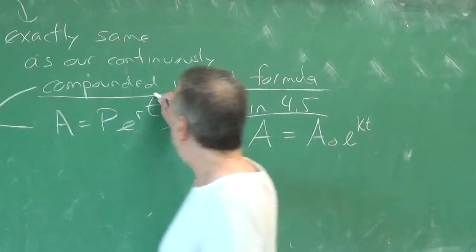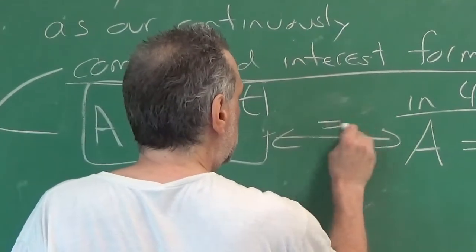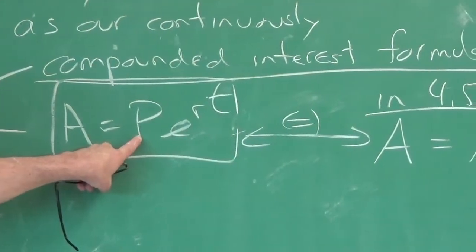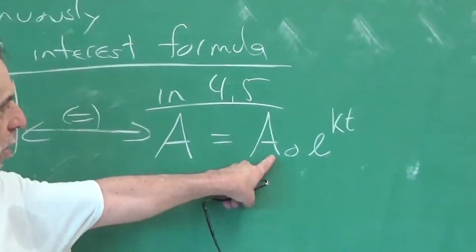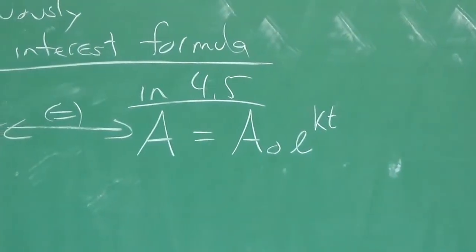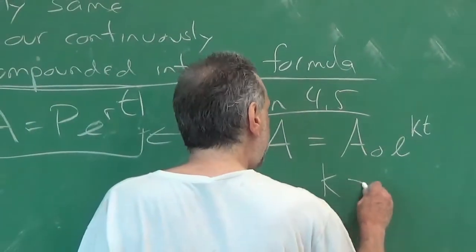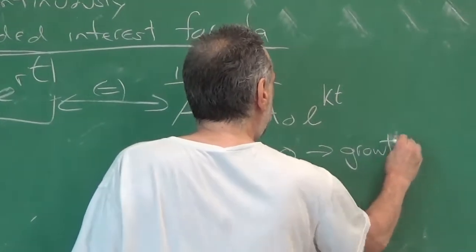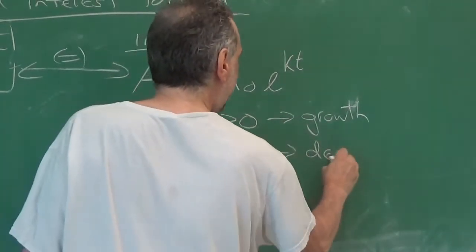So this is really exactly the same as this, except we're using slightly different letters. Instead of principal amount for the beginning amount, we're using A sub 0. And instead of r for rate, we're using k. And if k is positive, then we're talking about growth. If k is negative, then we're talking about decay.